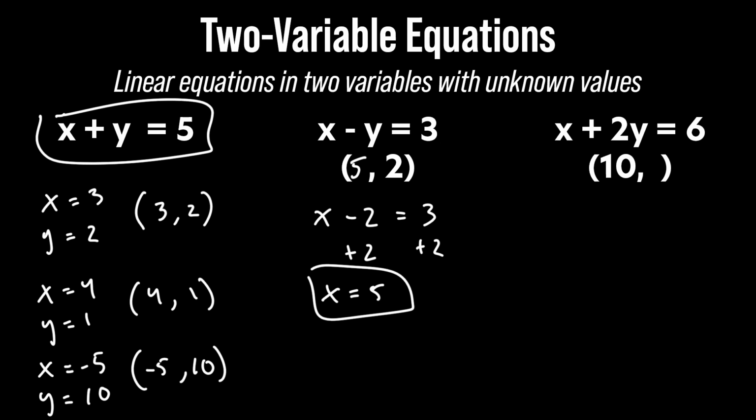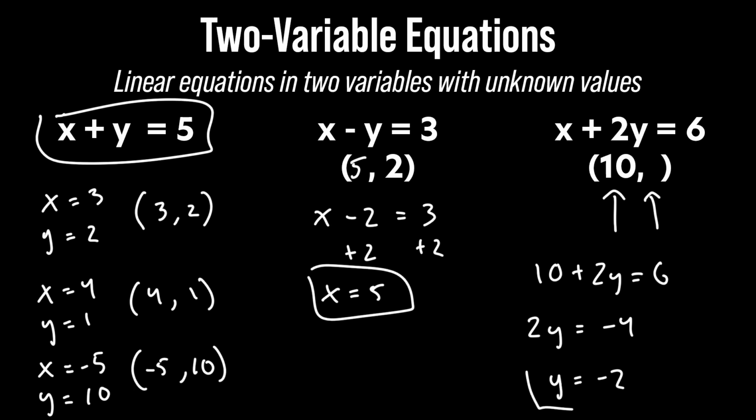And finally, let's solve this last one here. We're given a value of 10 for x and nothing for y. So we plug in 10 for x and we get 10 plus 2y is equal to 6. Let's subtract 10 from both sides to isolate the y. So we get 2y is equal to negative 4. So now if we divide both sides by 2, we get y is equal to negative 2. And so that's our answer.